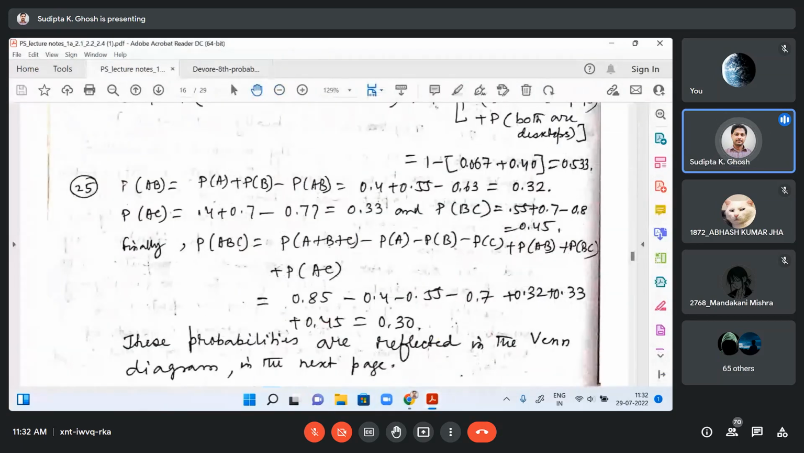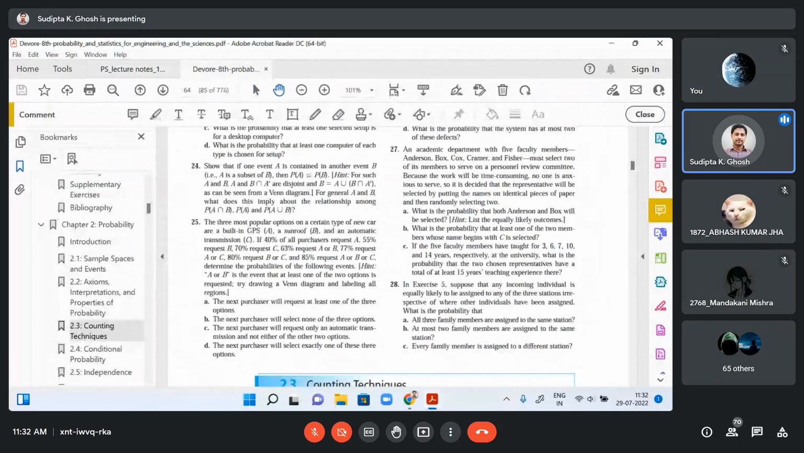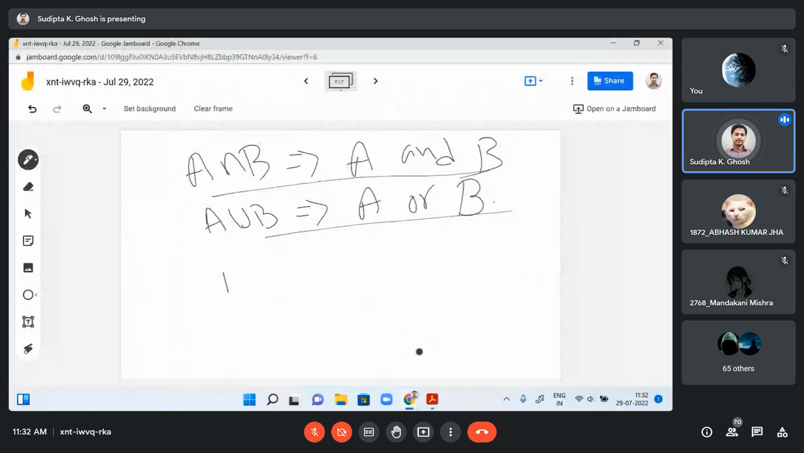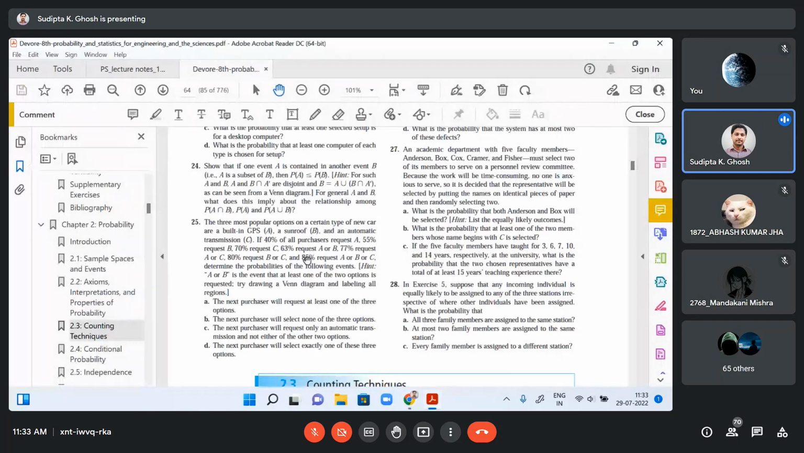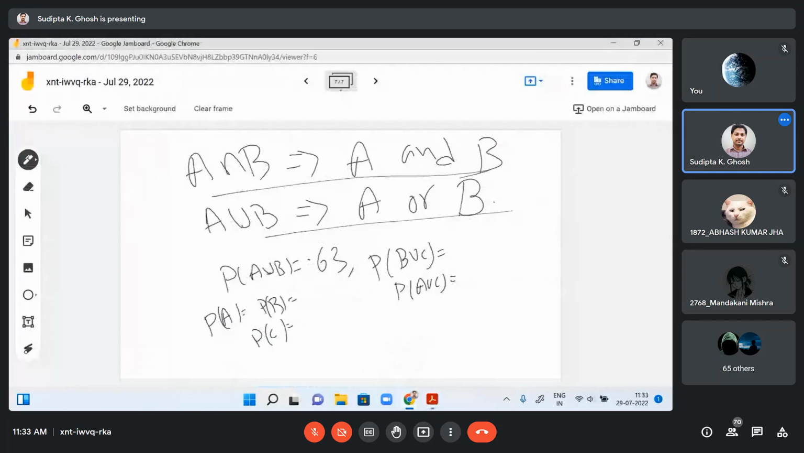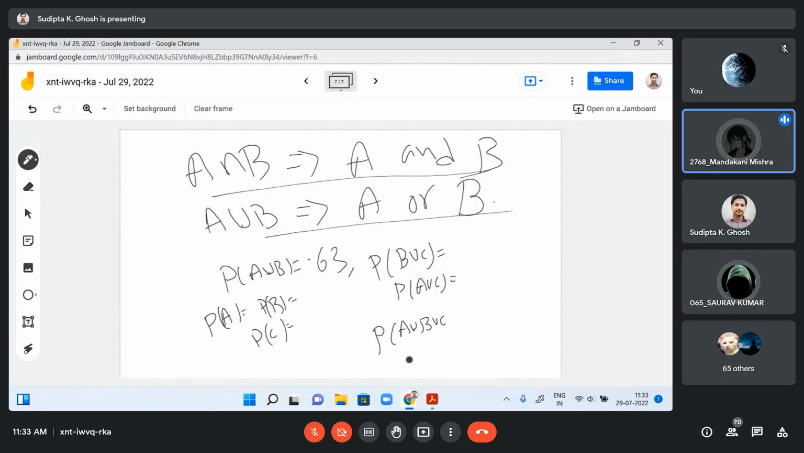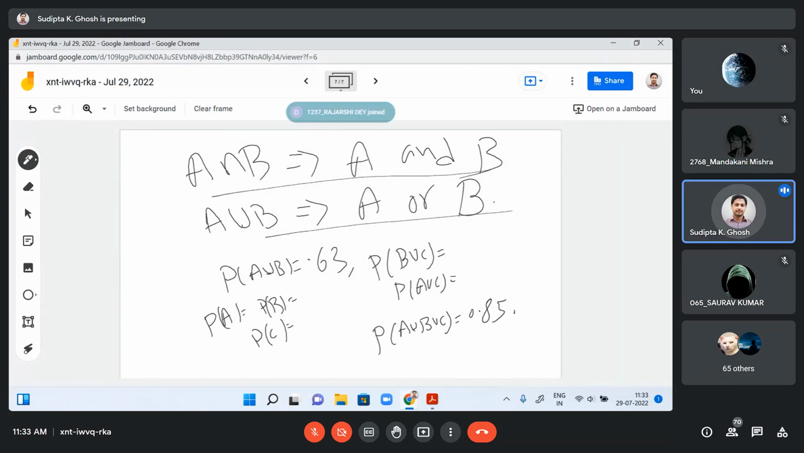On that basis, it is given: probability of A, probability of B. Probability of A union B is already given by the data, that is 0.63. Similarly, probability of B union C and probability of A union C they have given, and also probability of A, B, and C. The last thing provided is 85% request A or B or C, that means probability of A union B union C is 0.85. So this data they have provided to us.